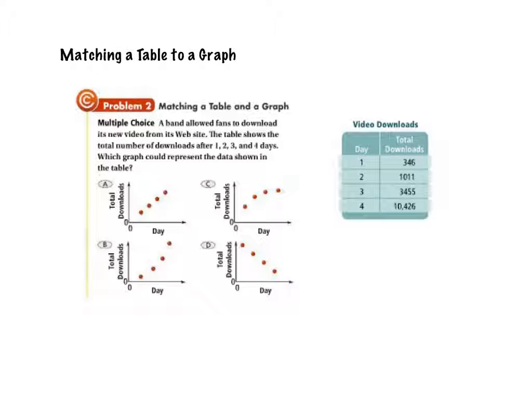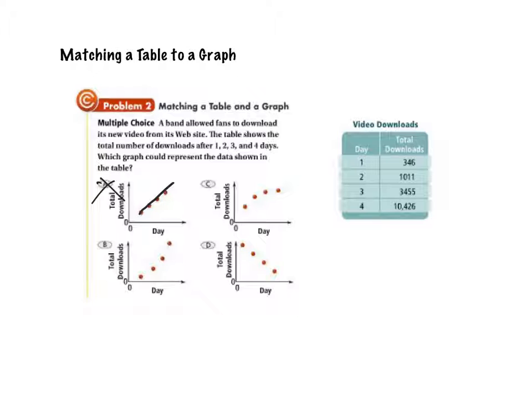Why A? It doesn't go up at a steady pace. The total downloads from the table? Yeah. If I look at A, if I were to draw a line through this, I have a straight linear line. If I look here, 300 to 1,000 is about 700, 1,000 to 3,000-something is 2,400. So I'm not going up at a steady pace. So good, I can get rid of A.